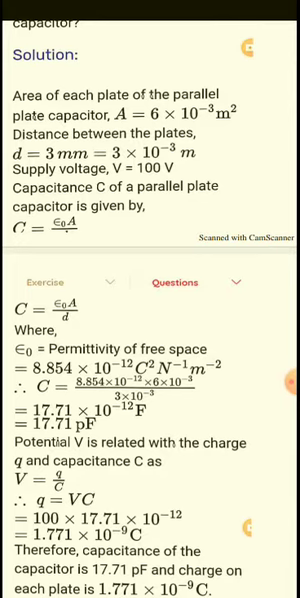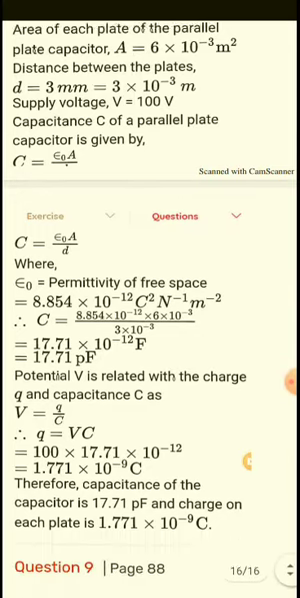C is equal to epsilon naught A divided by D. The epsilon naught value is 8.854 into 10 to the power of minus 12, and the A value is 6 into 10 to the power of minus 3, divided by the D value, 3 into 10 to the power of minus 3. So we will get the answer as 17.71 picofarads.